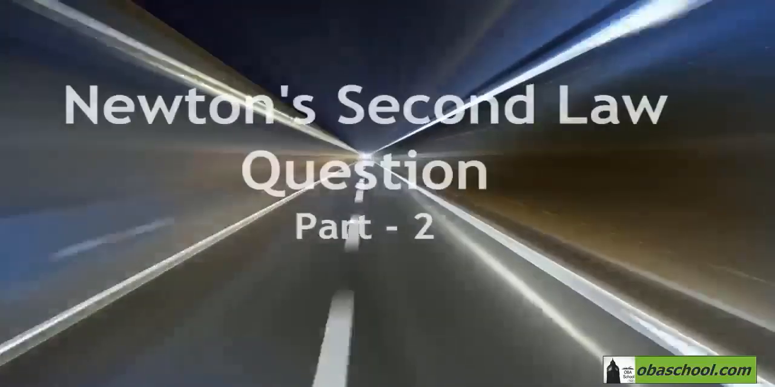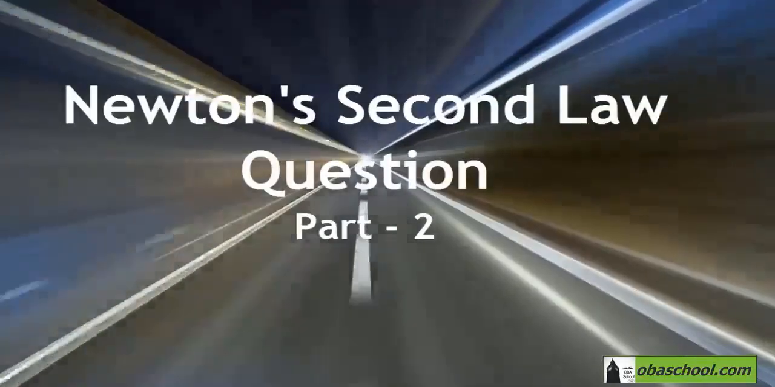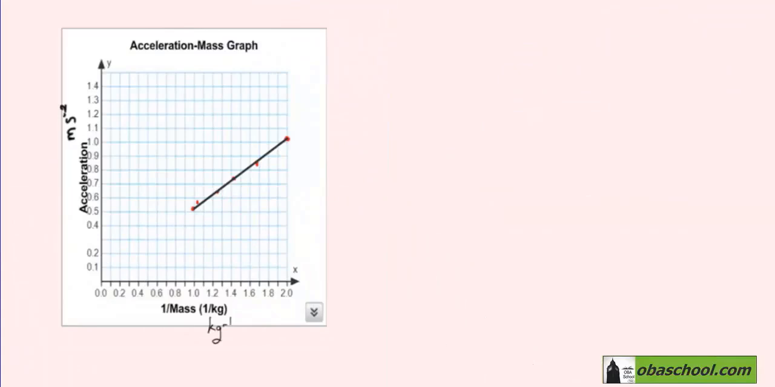Newton's second law, question part 2. Now we will discuss the relation between acceleration and 1 over mass. We drew a line that passes through most of the points that we have assigned on the graph. Even if there are dots outside the line, it's okay. The line is passing through them.